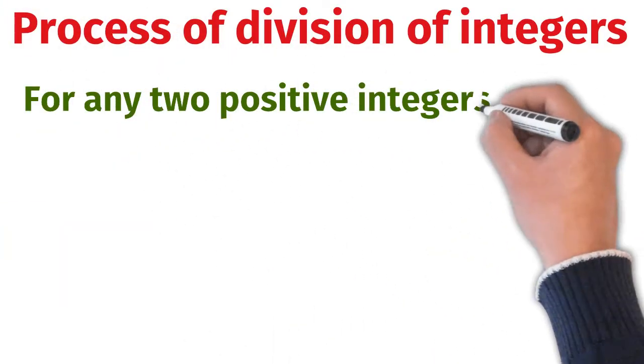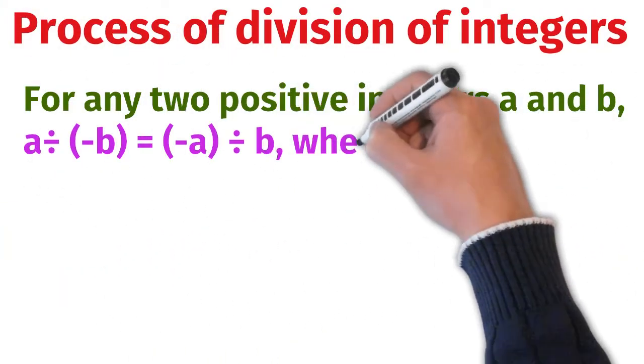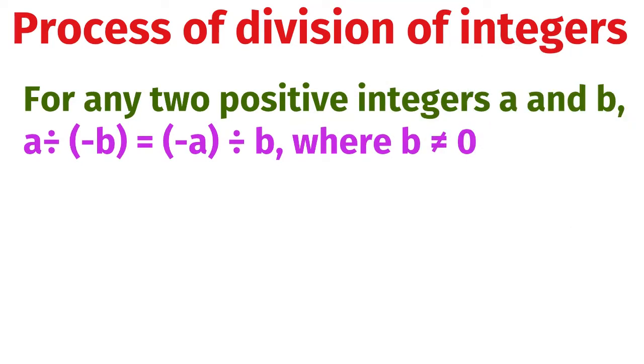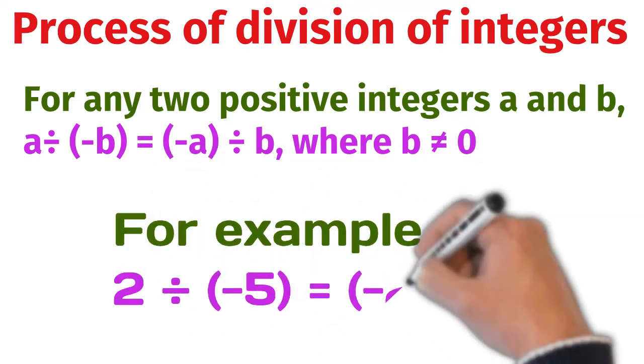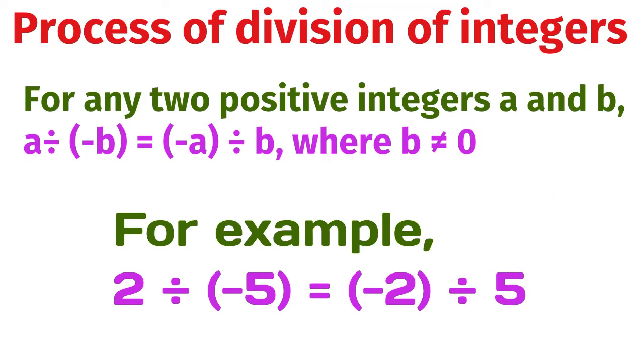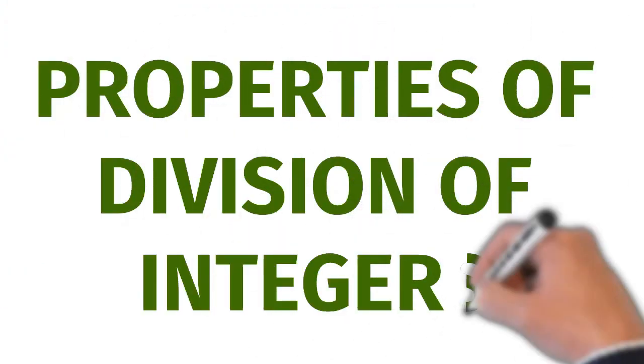Here we should note that for any two positive integers a and b, a divided by minus b equals minus a divided by b, where b not equal to 0. For example, 2 divided by minus 5 equals minus 2 divided by 5. Properties of division of integers.